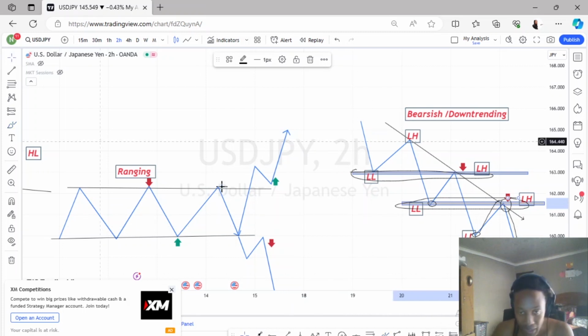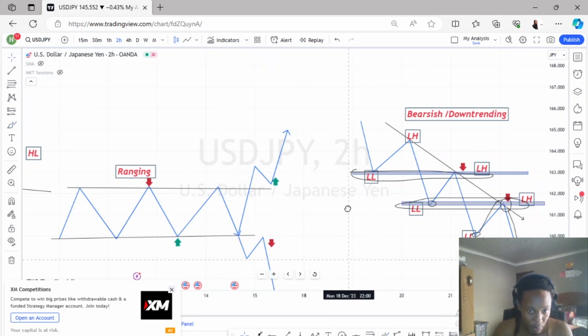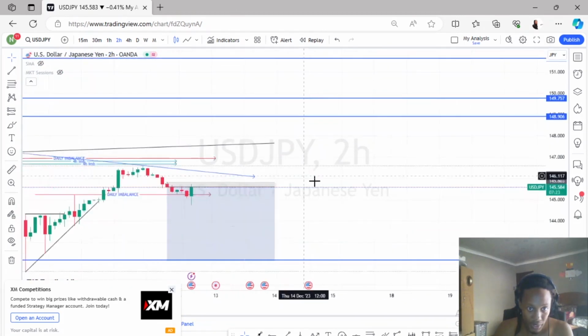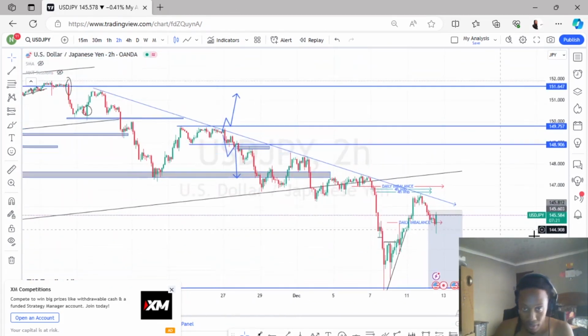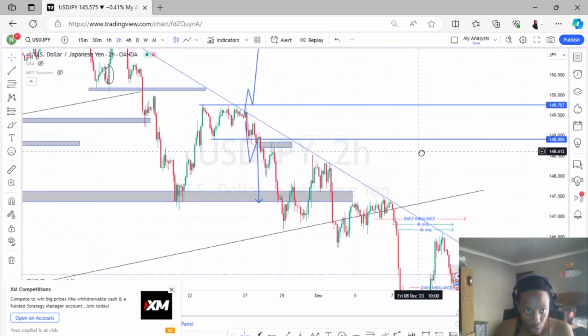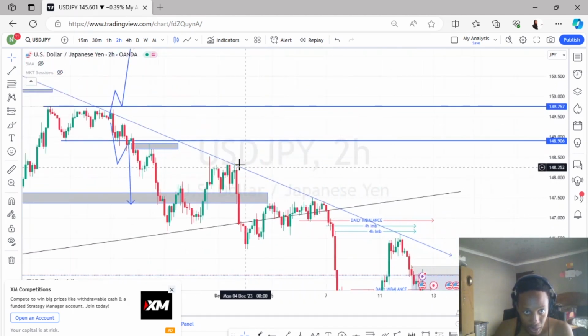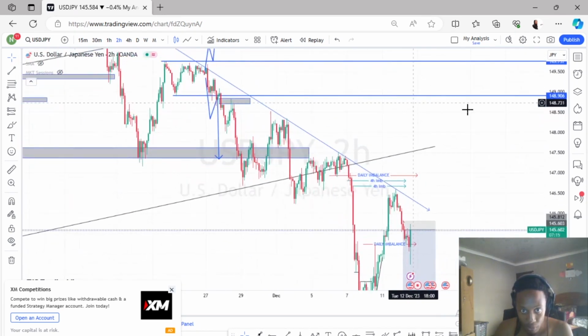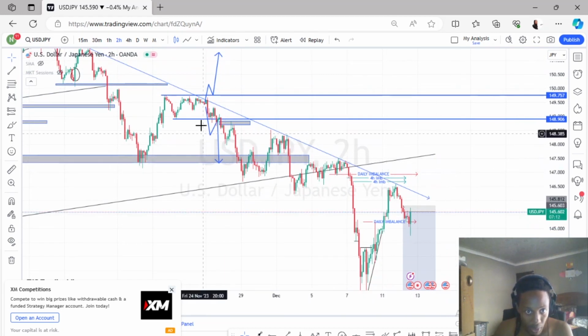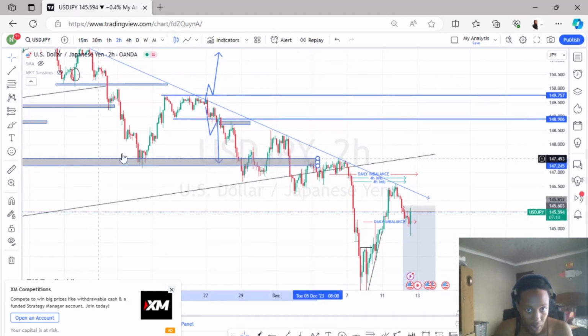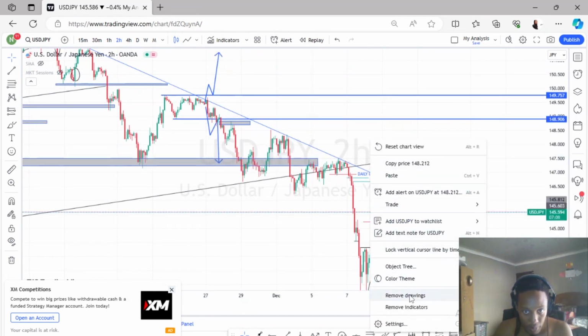Let me show you a perfect example on the market of a downtrend. Overall you can see that the market has been trending down over here. Let me search for Atlanta. Let me remove everything over here.